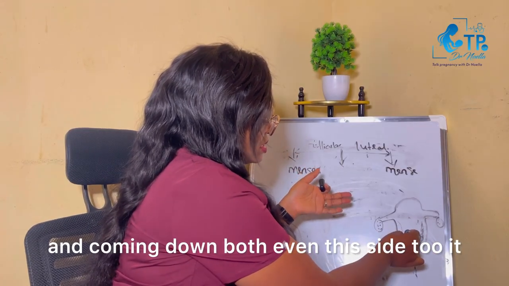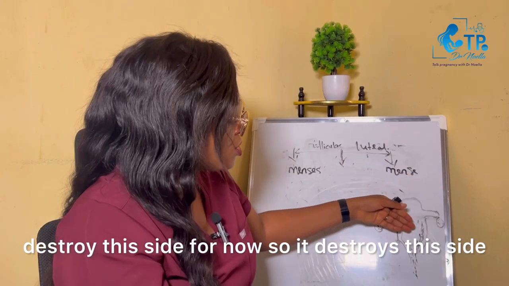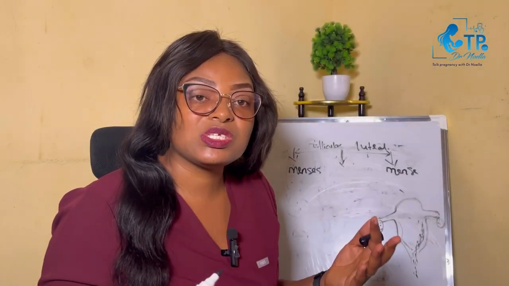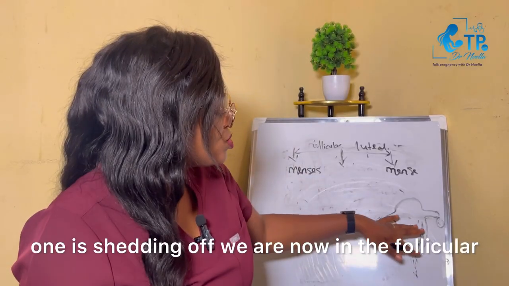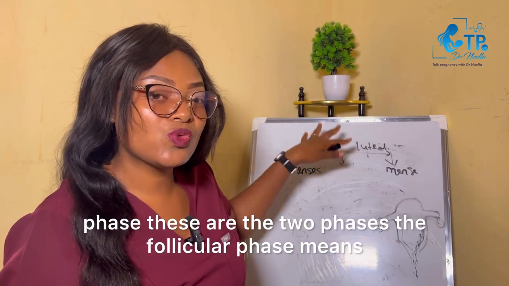Both, even this side too, it does the same thing. I don't want to just destroy this side for now. So it destroys this side and it comes down both sides. That is what you see as your menses. While this one is shedding off, we are now in the follicular phase. These are the two phases.